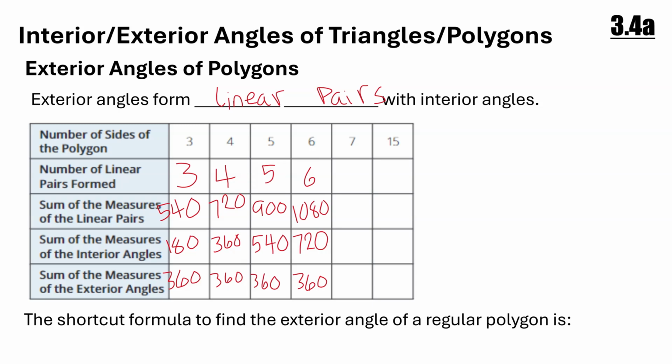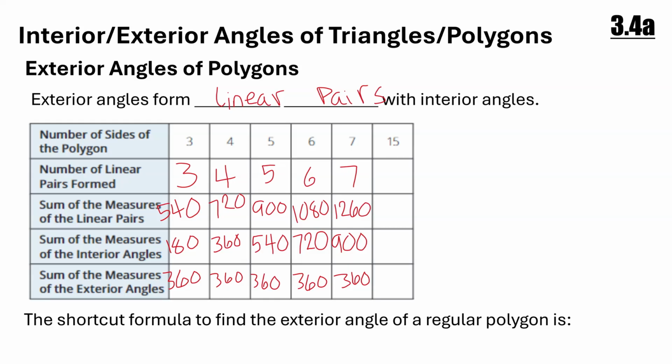In a seven-sided polygon, also known as a heptagon, there are seven linear pairs. The sum of the measures of the linear pairs is 1,260 degrees. The sum of the measures of the interior angles is 900 degrees. The sum of the measures of the exterior angles is 360 degrees.